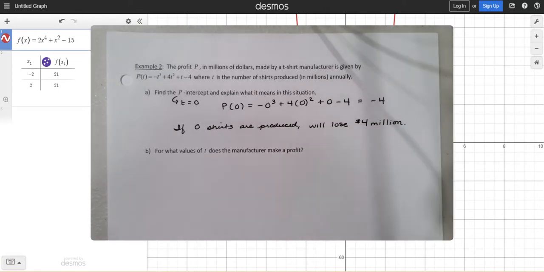So presumably you've still bought the factory, you're still paying the bills, and you're still paying your employees, but for some reason nobody's doing any work and we've not got any shirts, so it's all a loss. You lose $4 million.